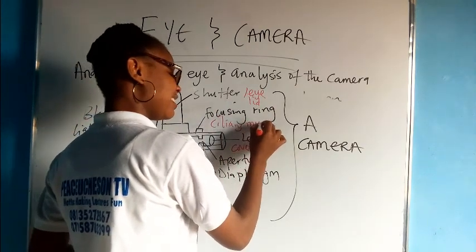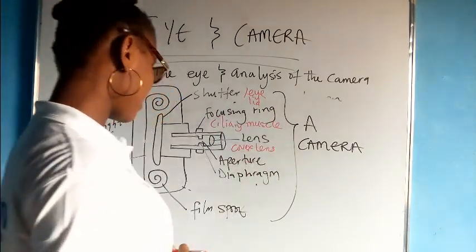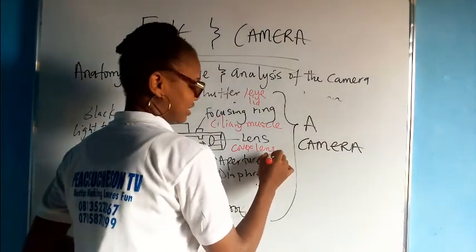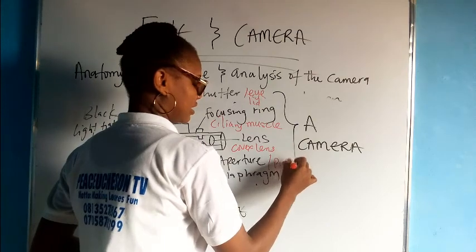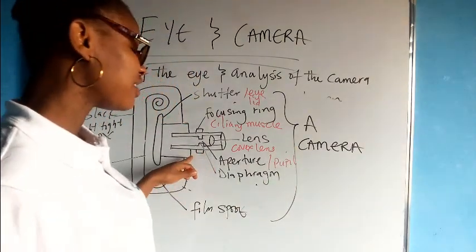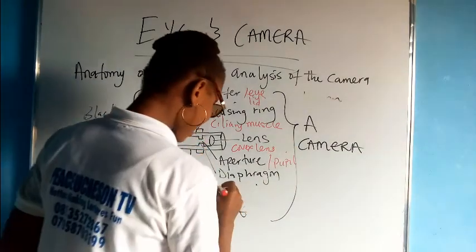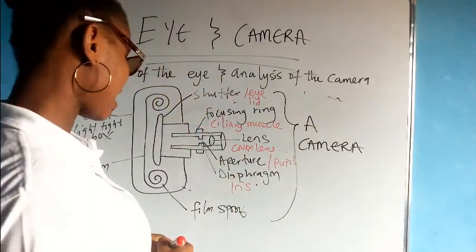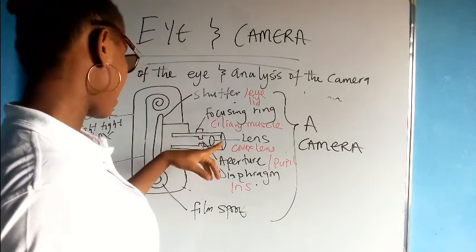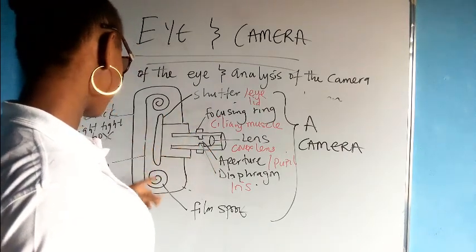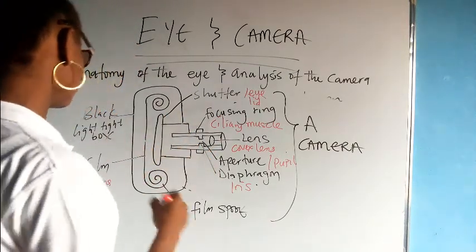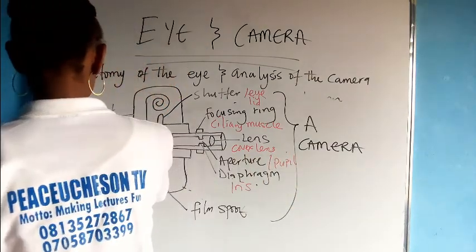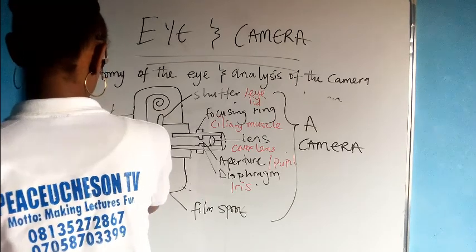Okay, let's try another one. Aperture, pupil. Diaphragm, iris. Okay, so that controls the amount of light rays entering the eye. The camera has a black lining, where the eye also contains black pigments.